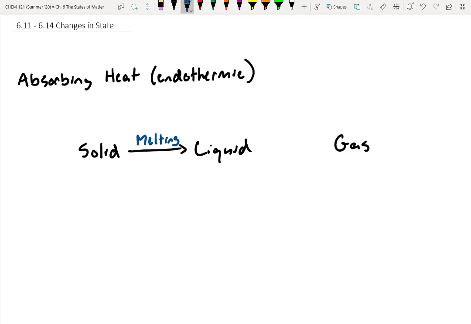All right, sometimes you may see this called fusion. However, that's not commonly used. Melting's generally used when we're talking about a solid converting to a liquid. And then same idea, if we think about a liquid going to a gas, this would be called evaporation or vaporization. So let's just write that down.